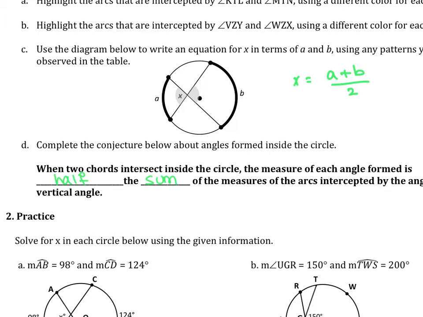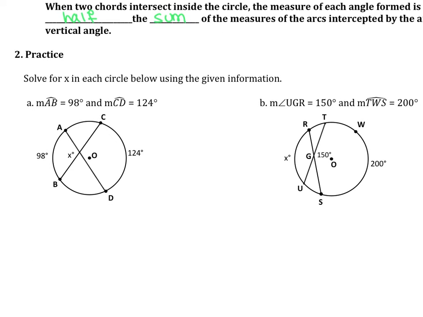So let's go ahead and practice this concept. Solve for x in each circle below using the given information. The measure of arc AB is 98, and the measure of arc CD is 124. If I want to find x, according to the rule, the angle formed by the two chords that meet inside the circle will be half the sum. So 98 plus 124 divided by 2.